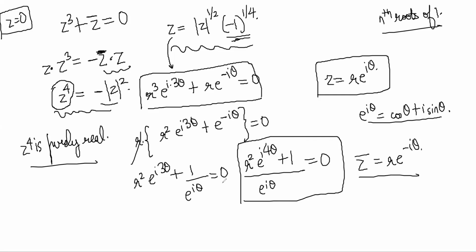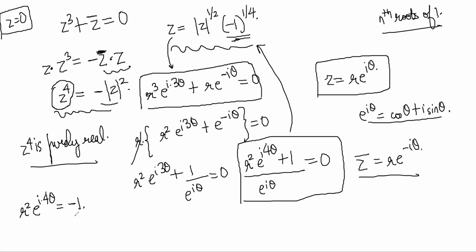So actually this is what we were getting here. z power 4 is minus mod z square, right? So you're getting r square e^(i4theta) is equal to minus 1. So we have to figure out e^(i4theta).